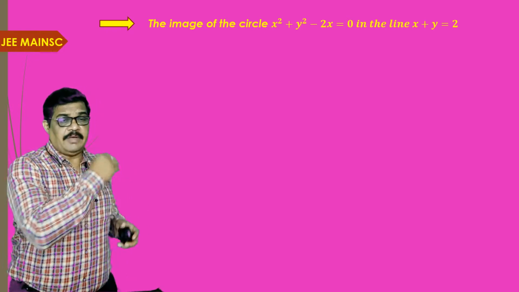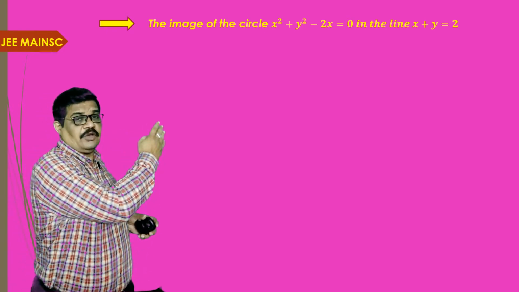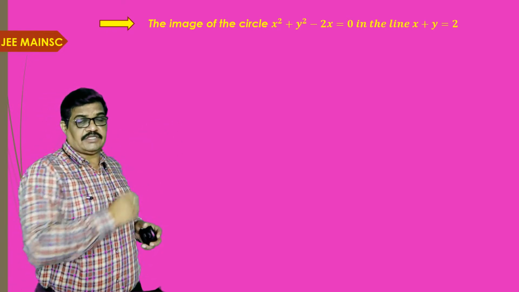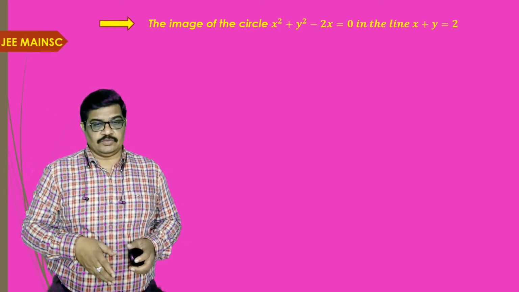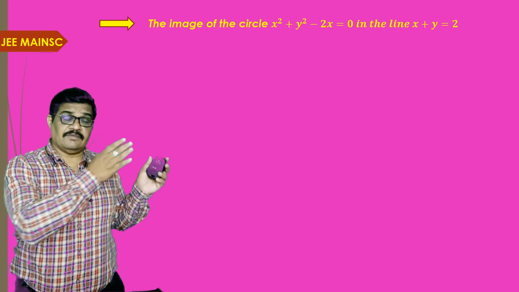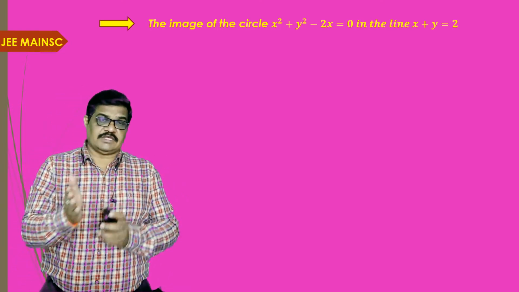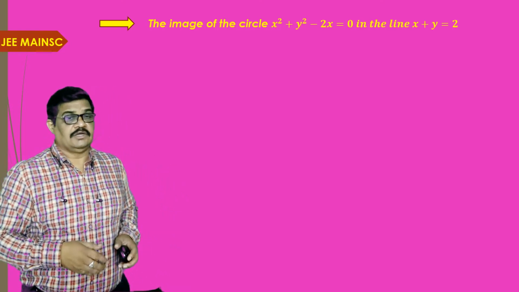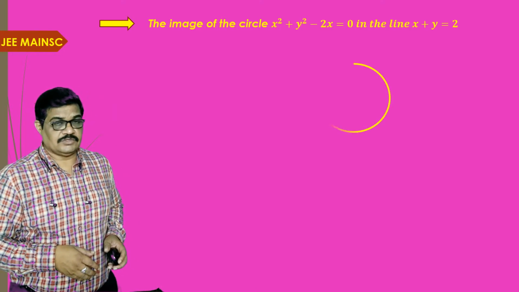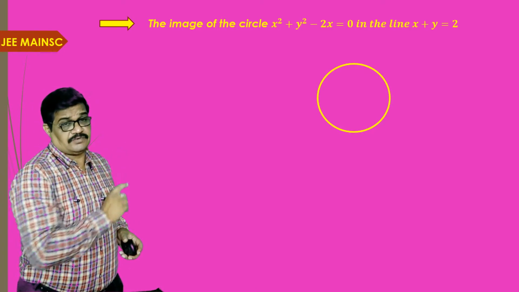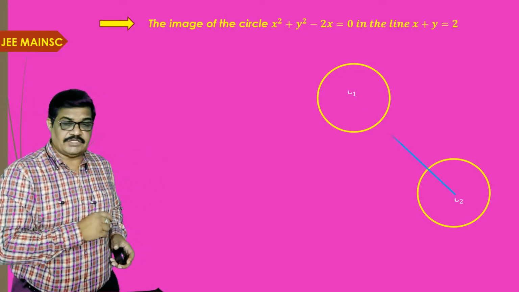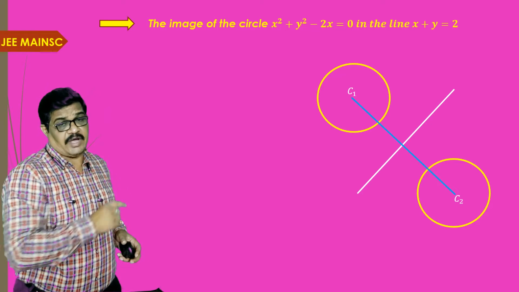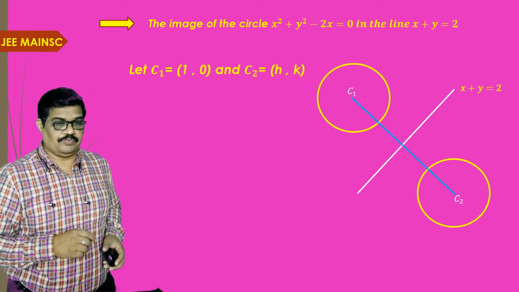Next, see that: find the image of the circle x square plus y square minus 2x equal to 0 in the line x plus y equal to 2. Now we have to find the image of the circle with respect to the line. That is our given problem. Look at the diagram. This is the circle, and this is the image of the given circle with respect to the line x plus y equal to 2.